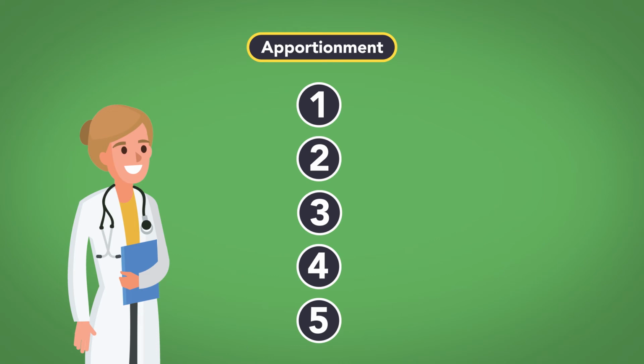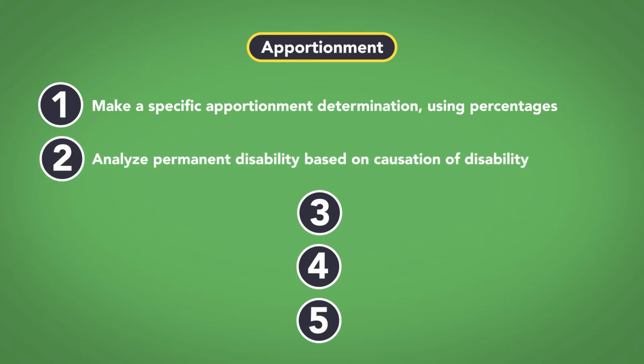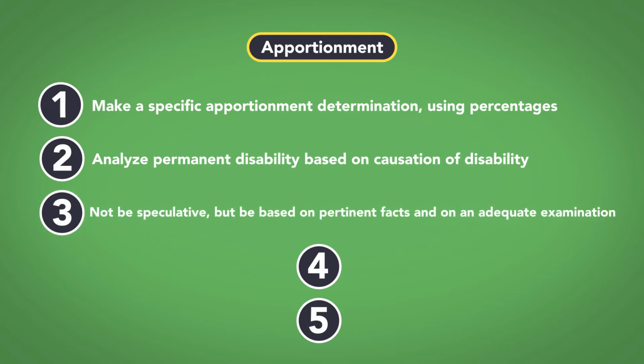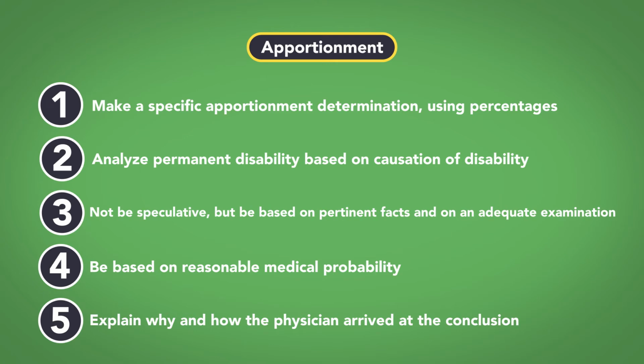It must make a specific apportionment determination using percentages, analyze permanent disability based on causation of disability rather than causation of injury, not be speculative, but be based on pertinent facts and on an adequate examination and history, be based on reasonable medical probability, and explain why and how the physician arrived at the conclusion.